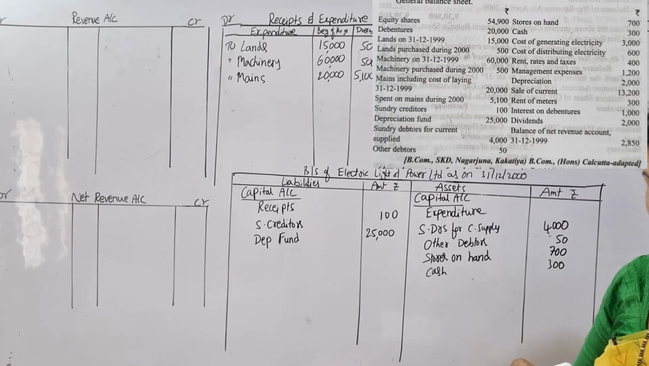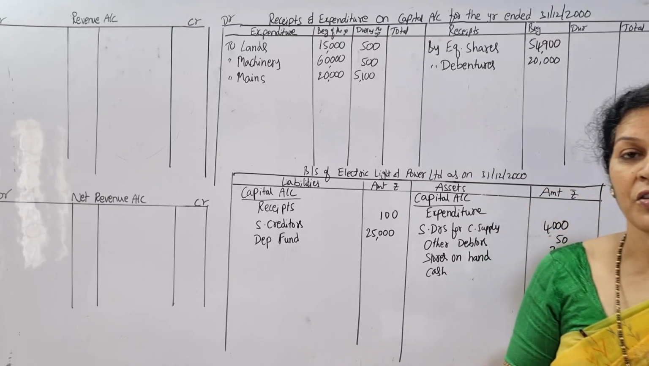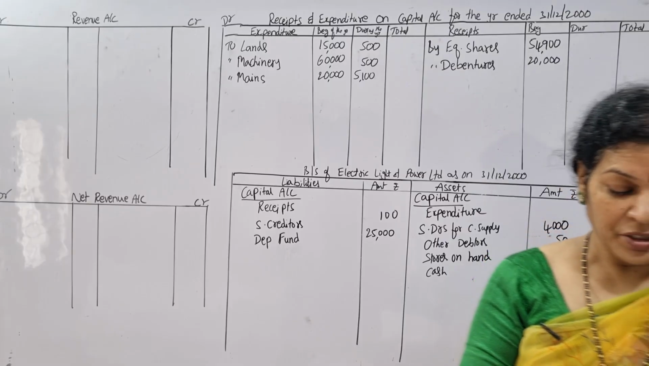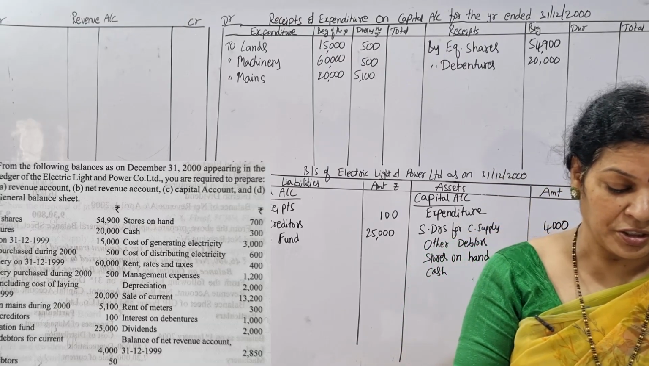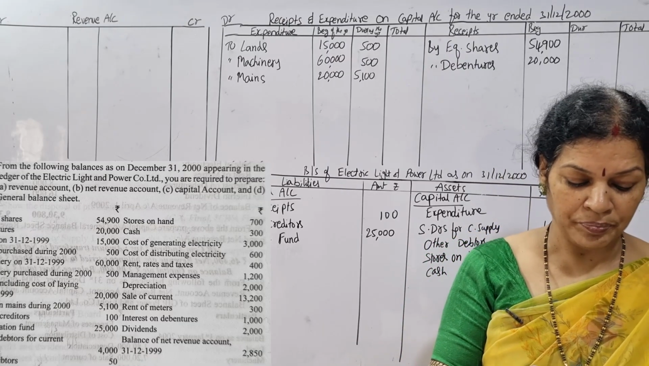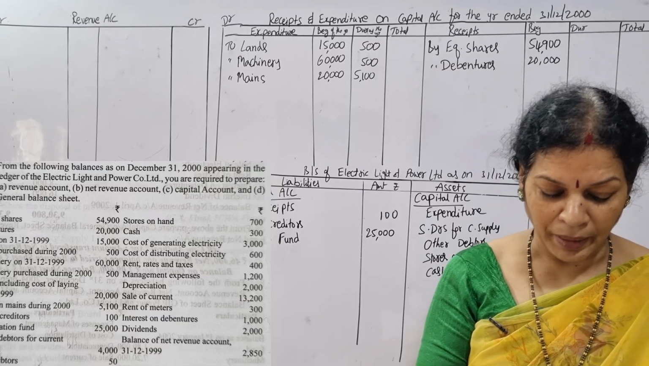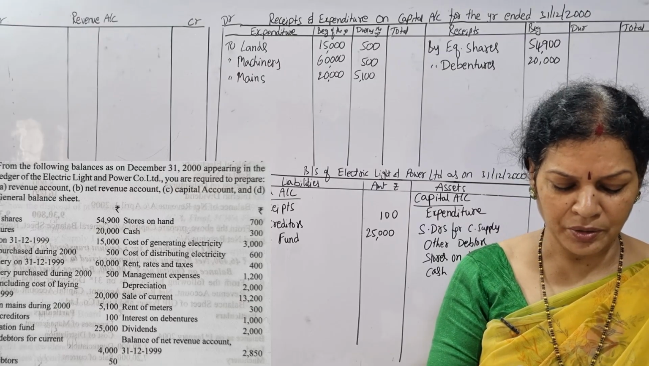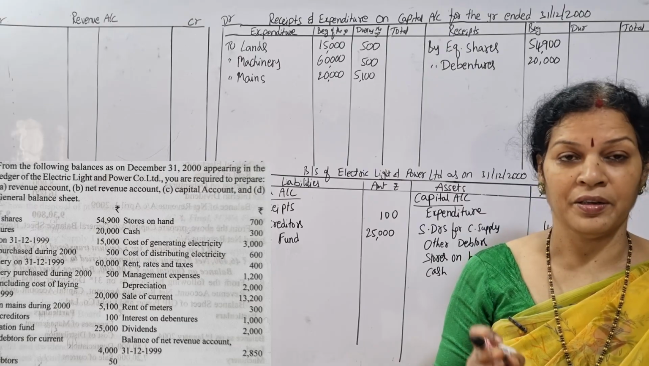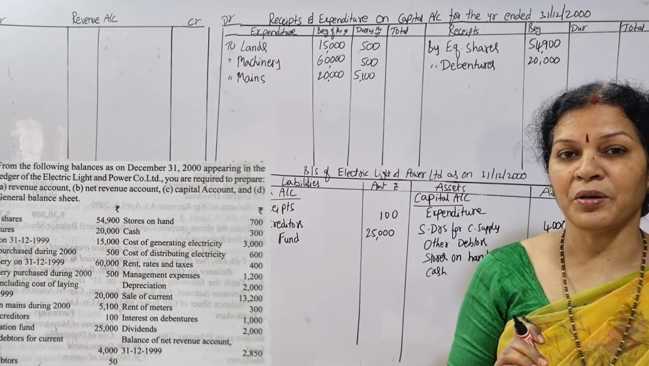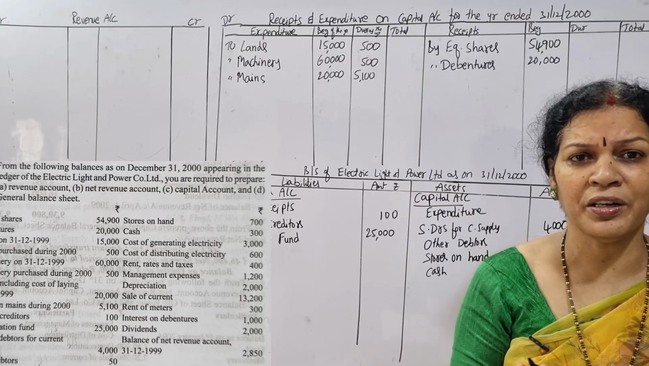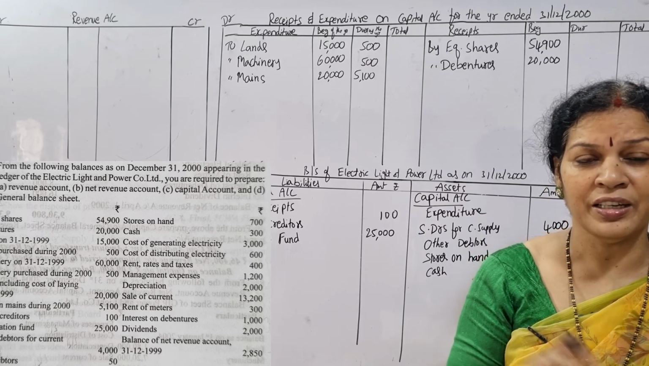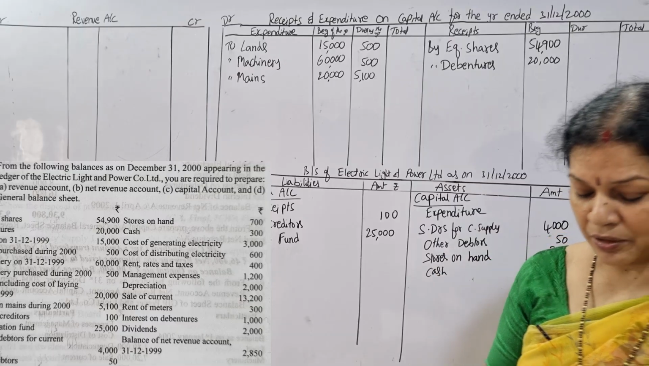Next, cost of generating electricity. Which expenses? Revenue account debit side. Now here cost of generating electricity, cost of distributing electricity, rent rates and taxes, management expenses, depreciation, all these five items come in the revenue account debit side because they are expenses, just like profit and loss account, where we used to write indirect expenses. In the same way these are all revenue account debit side items. So we'll write it on the debit side.